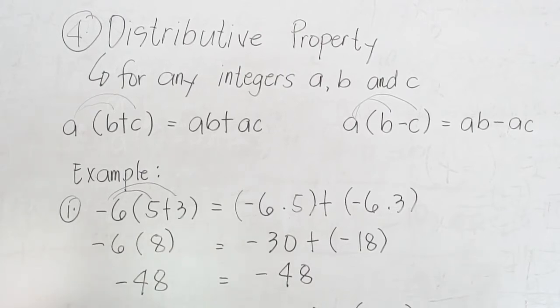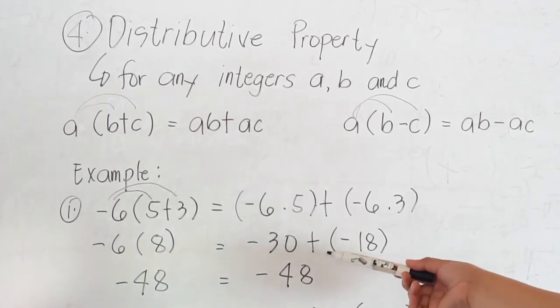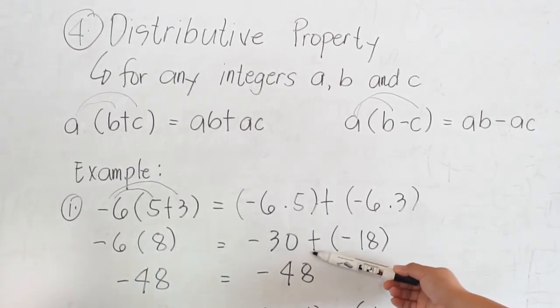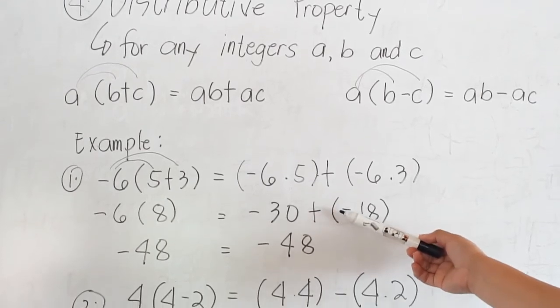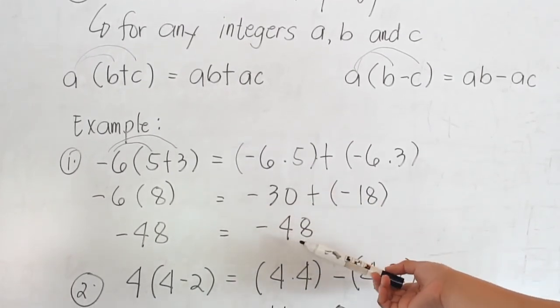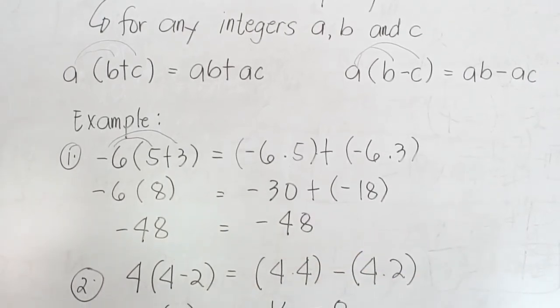So, negative 6 times 5 is negative 30. Plus, negative 6 times 3 is negative 18. So, don't forget the sign. So, positive times negative is negative. So, negative 30 minus 18 is negative 48.